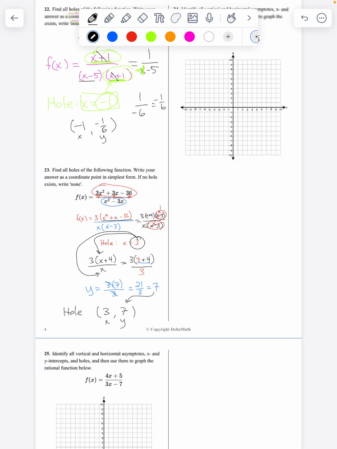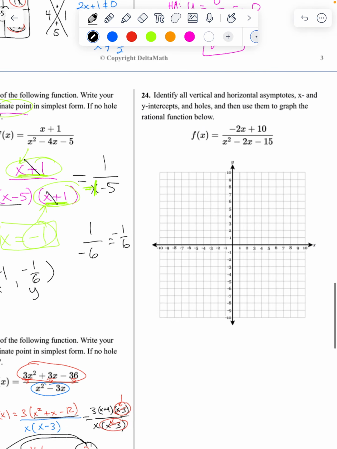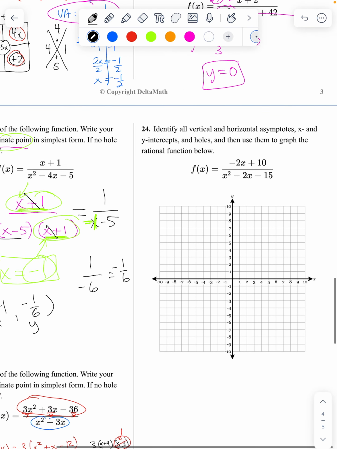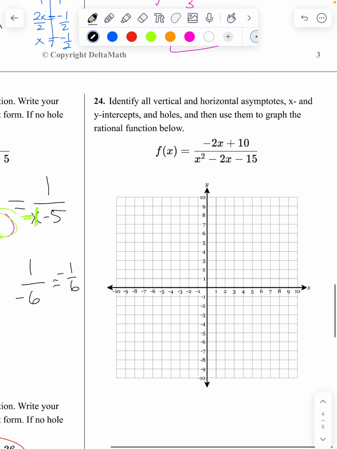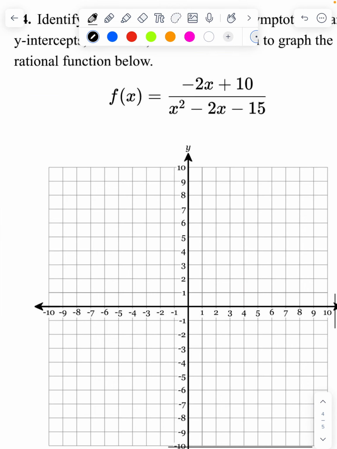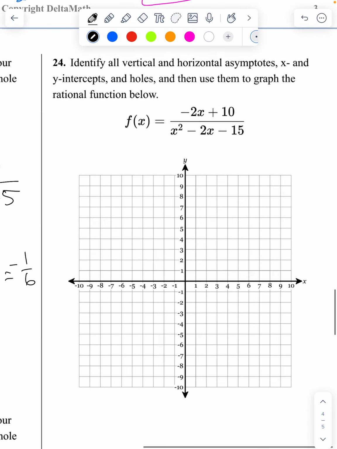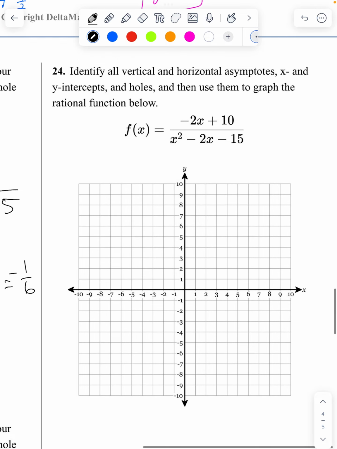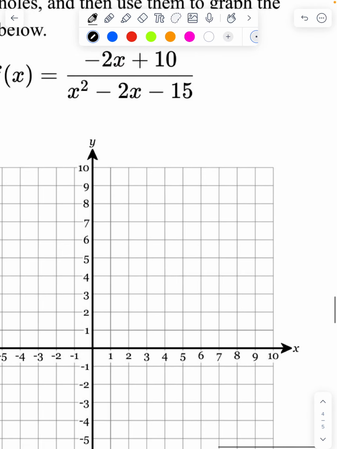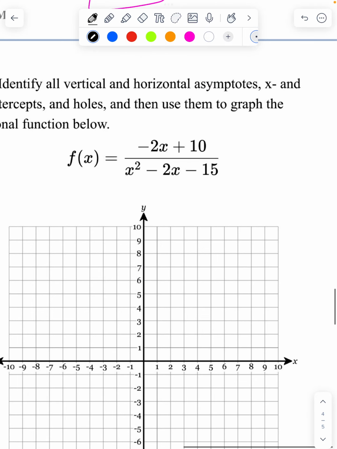All right. Number 24 has some graphing stuff. I know a lot of people are getting panicked about this, but remember, if you have Desmos, you can just type things in and find some stuff, but you want to have an idea of where it is before you even graph it, and then you can check.